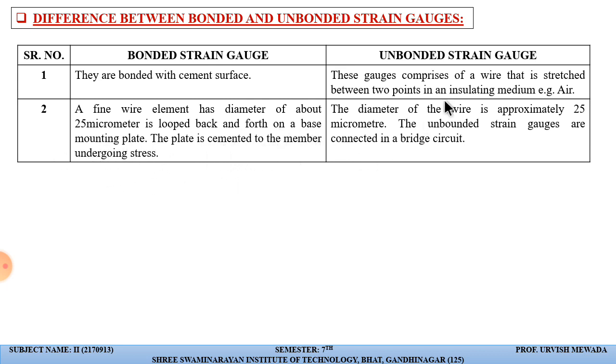and the plate is cemented to the member undergoing the stress. And for the unbonded strain gauge, the diameter of the wire is approximately 25 micrometer, and the unbonded strain gauges are generally connected in a bridge circuit. If we connect them in a bridge circuit, we can get any change in the dimension in terms of change in the resistance, and change in the resistance we can measure in terms of voltage. So these strain gauges are very sensitive in nature, and the material which we use for the strain gauge has good sensitivity, and from this we can measure a minimal change in the dimension in terms of change in the voltage.